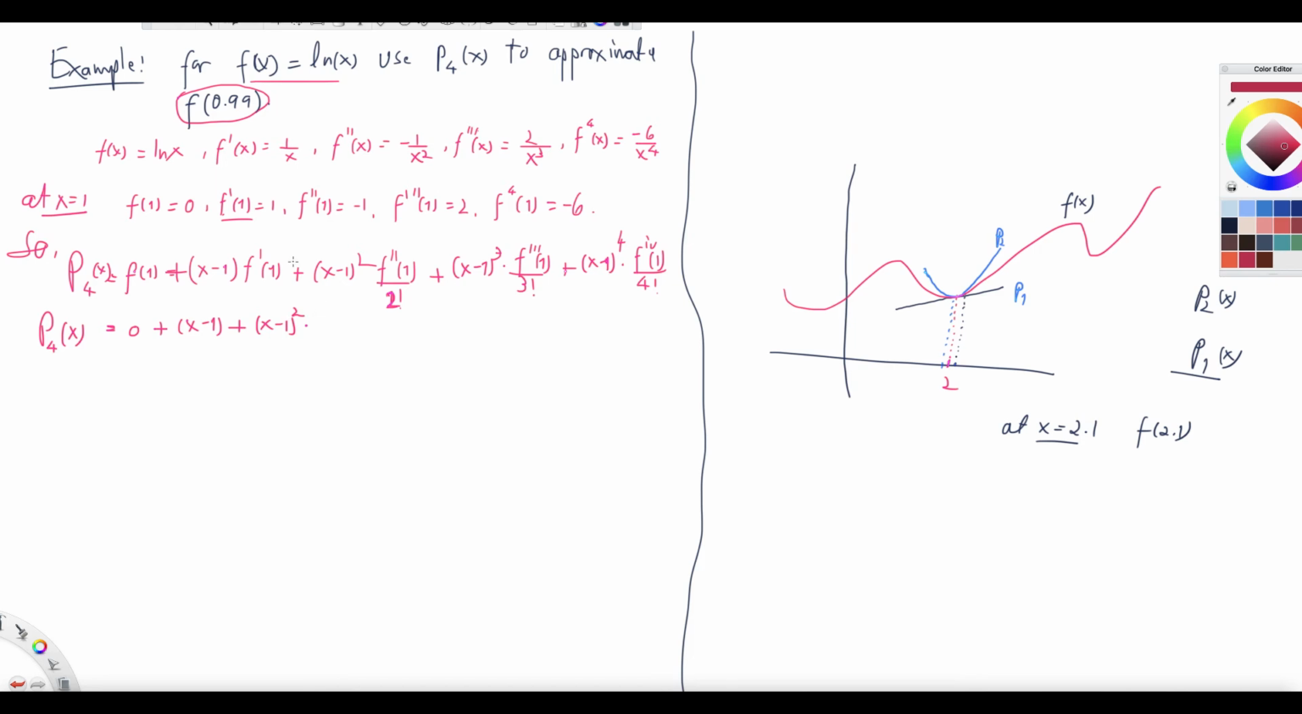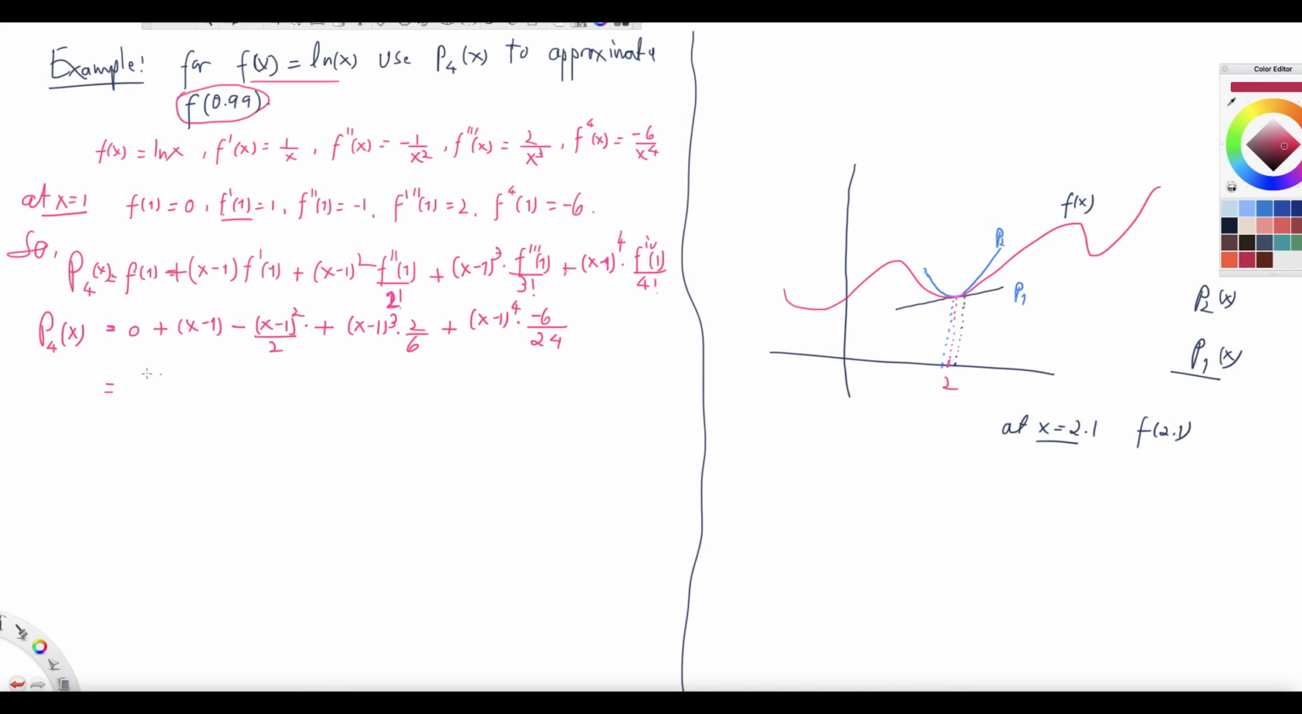Negative 1 over 2. So this is what you can write. You can write that as negative 1 over 2 factorial, which is 2, plus (x minus 1) cubed times f triple prime of 1, that is 2 over 3 factorial, which is 2 over 6, since 3 factorial is 6, plus (x minus 1) to the 4 times the fourth derivative at 1, which is negative 6 over 4 factorial, 4 times 3 times 2 times 1, which is 24, right?